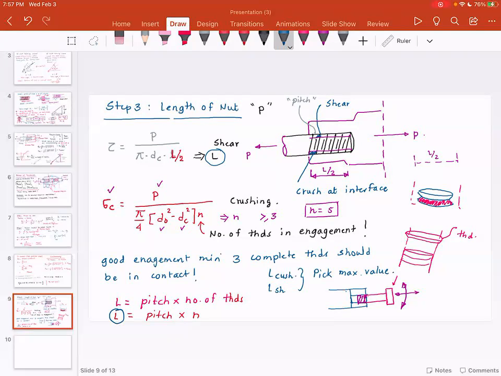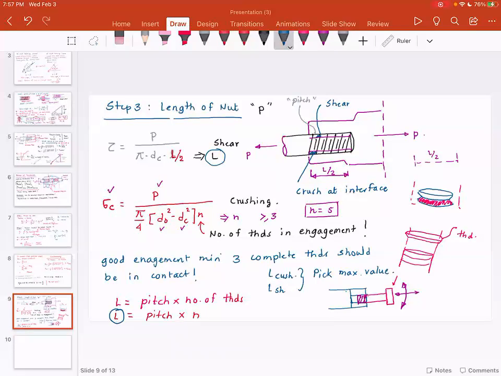Okay, everyone clear? We have to find out the length of the nut. Length of the nut can be obtained independently by using two different equations. I can find out the length of the nut looking at the shear failure. I can find out the length of the nut looking at the crushing failure, and the length that I obtain, I should select the maximum length obtained from crushing and from shear.